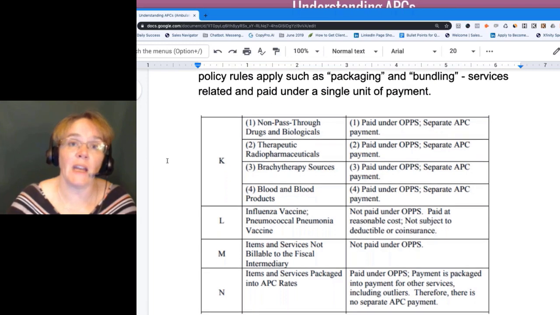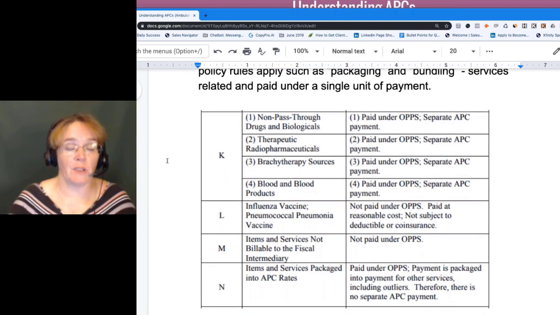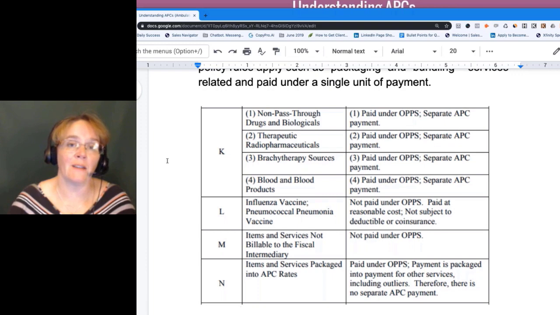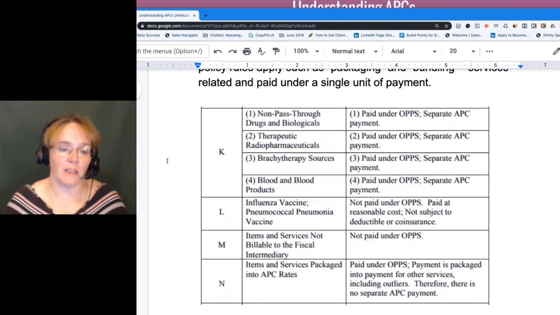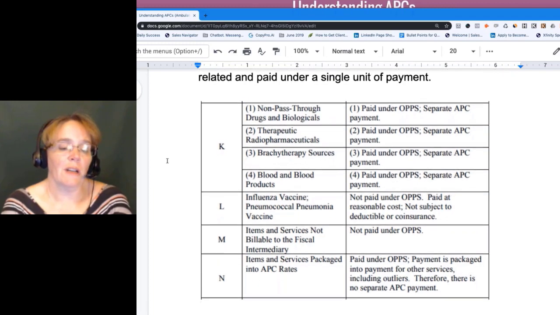So if you look up a HCPCS code or CPT code for these particular facilities that deal under this system, and you see that N, you can say, well, it's not going to get paid, it's all bundled into the main one. So we're going to scroll down a little bit more.